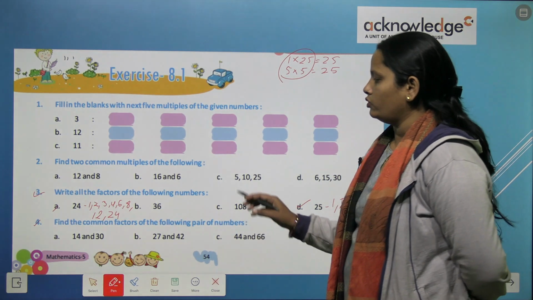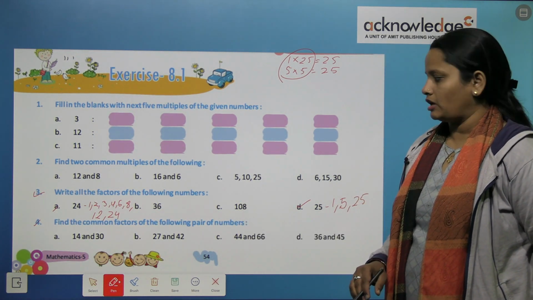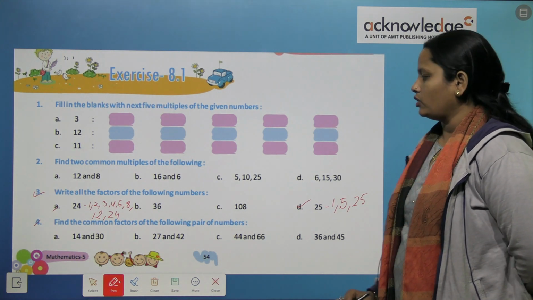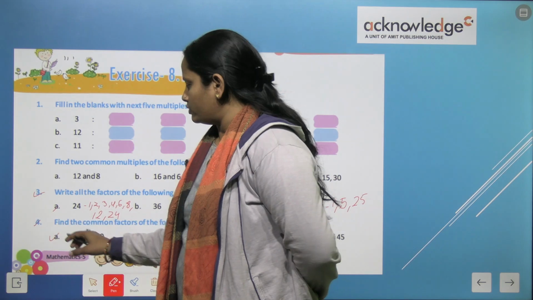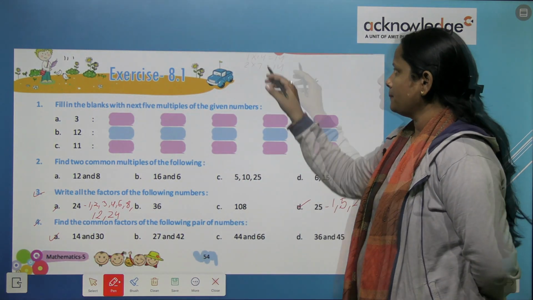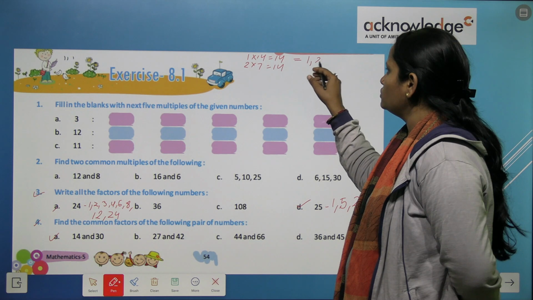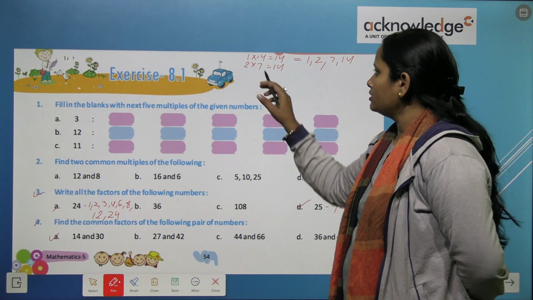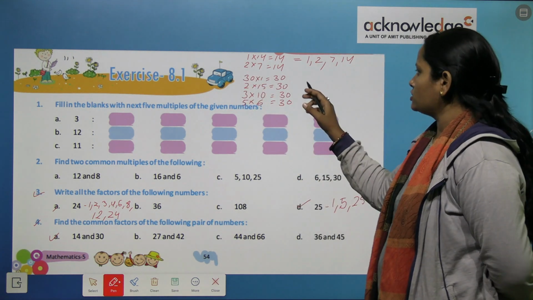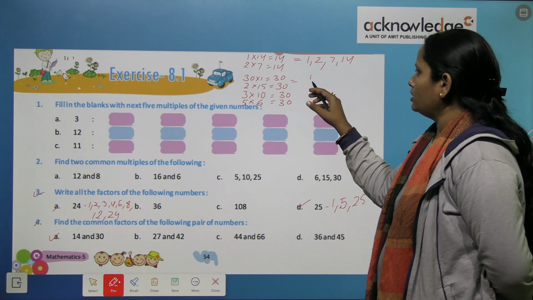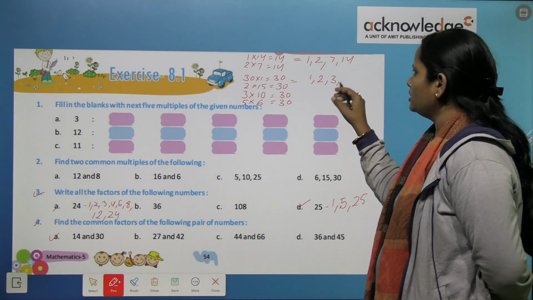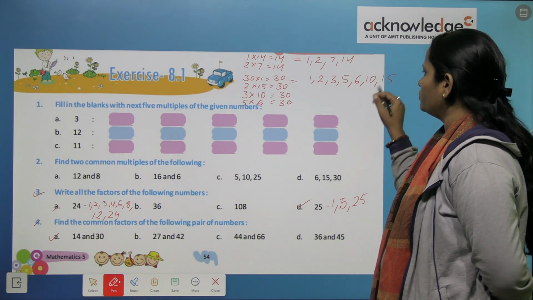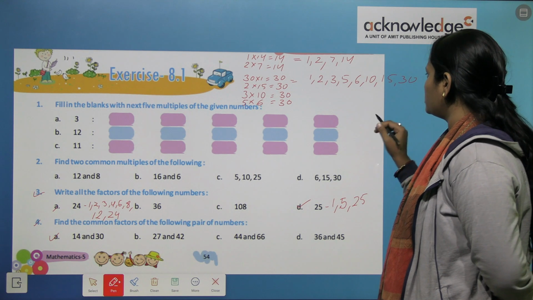Let's do question number 4. Find the common factors of the following pairs of numbers. So यहाँ पे कुछ numbers दिए गए हैं, इनके पहले हमें common factors find out करने हैं. So let's do this A part first. तो पहले 14 के factors निकालते हैं. So the factors of 14 are 1, 2, 7 and 14. Similarly, 30 के निकालते हैं. So the factors of 30 are 1, 2, 3, 5, 6, 10, 15 and 30.